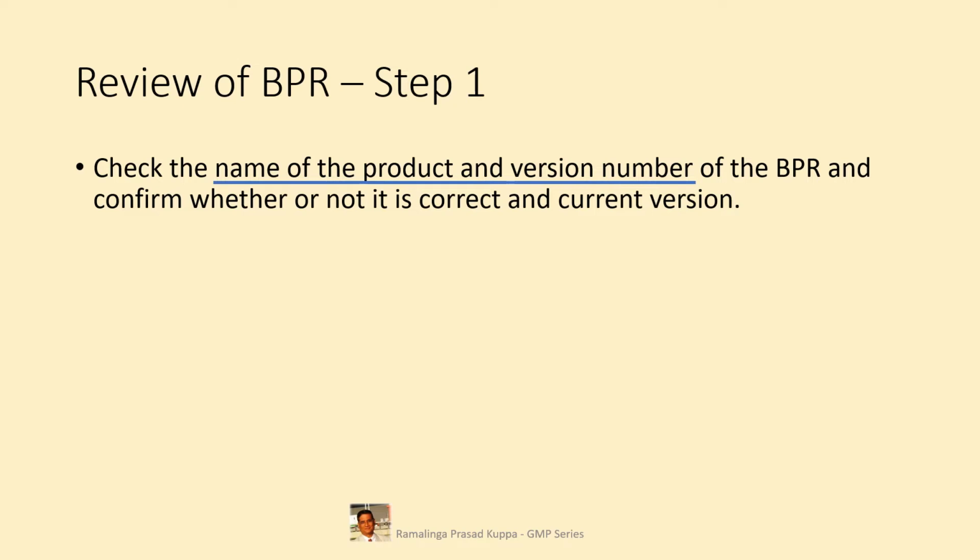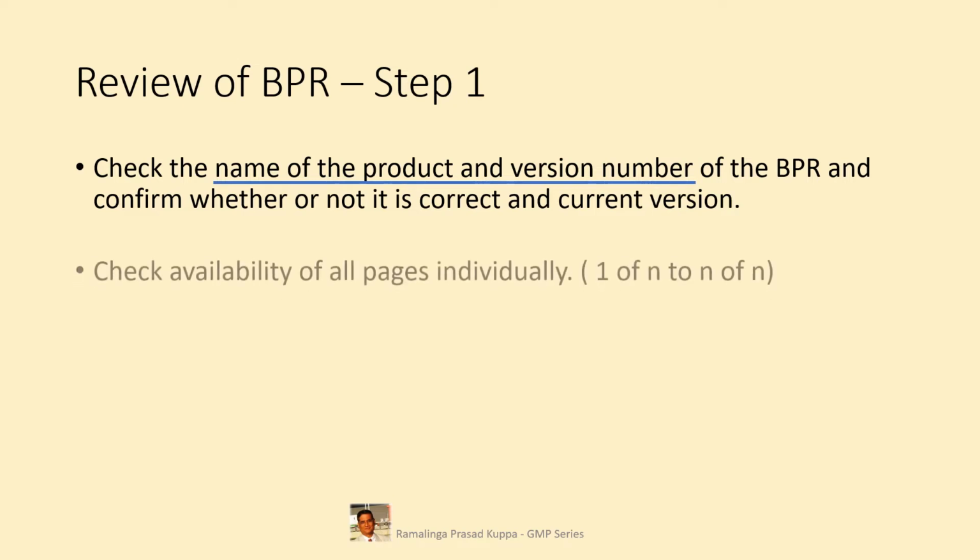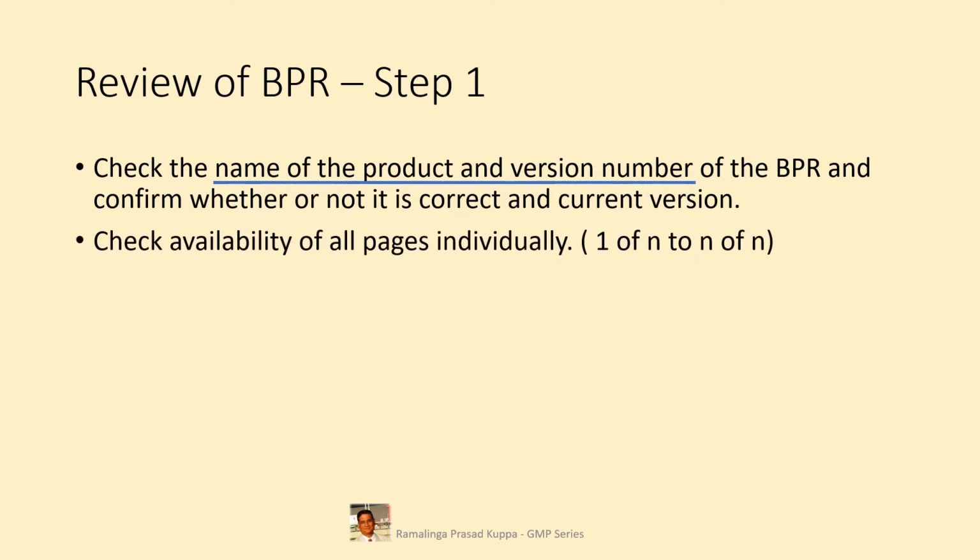For routine checks, follow the sequence as given below. Check the availability of all pages individually, 1 of n to n of n. Check individually all pages and confirm that all pages are in place. Generally, the BPR contains large number of pages, maybe 10 to 20 pages or even more depending upon the process requirement.